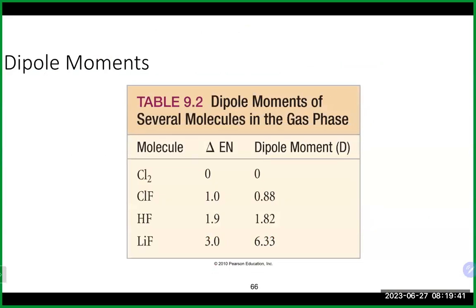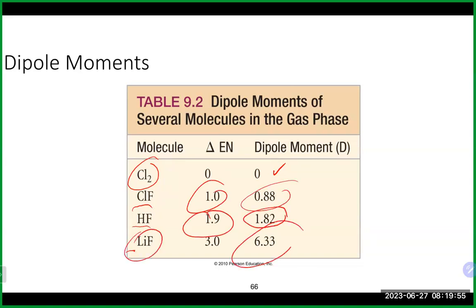And again, here you can see an obviously non-polar bond. Overall dipole moment is 0. And these all are polar bonds, and they have dipole moments. And in an ionic bond, you can see the dipole moment is really big because the electrons have completely transferred.